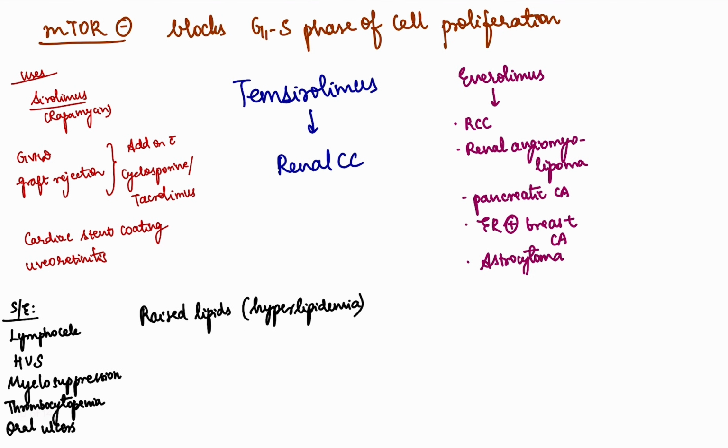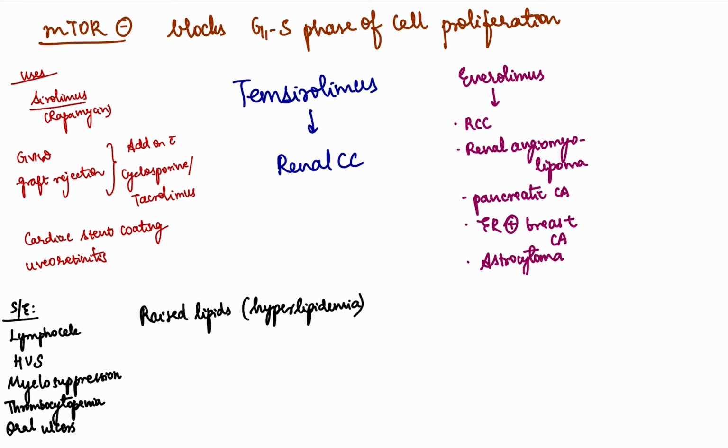Let's learn about mTOR inhibitors, sirolimus and everolimus. These mTOR inhibitors block the G1/S phase of the cell cycle proliferation. Sirolimus, otherwise known as rapamycin, is used in GVHD and graft rejection. As I mentioned, in GVHD and graft rejection we use cyclosporin or tacrolimus. As an add-on drug with cyclosporin or tacrolimus, you can use sirolimus, rapamycin, which is an mTOR inhibitor.